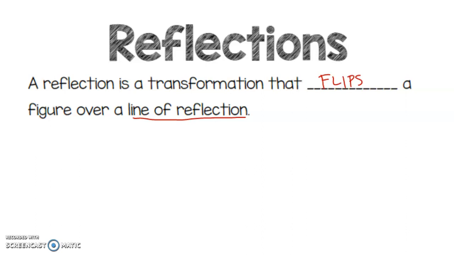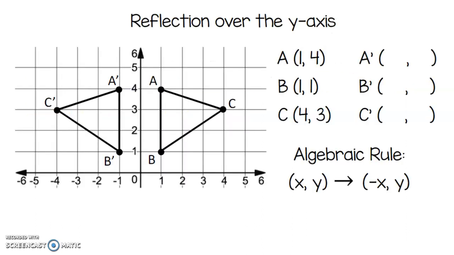Today in particular, we're going to focus on the axes, our y and x axis, and what happens to our coordinates when we perform a reflection. All right, so let's look at a reflection over the y-axis. The y-axis is our vertical axis. So we are focused on this axis right here.